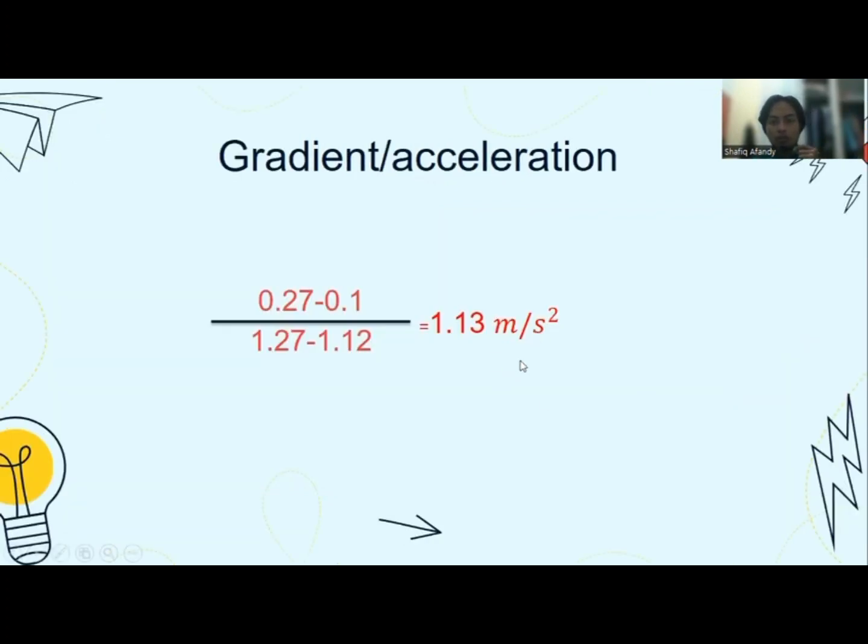Okay, this is for gradient or acceleration. 0.27 minus 0.1 divided by 1.27 minus 1.112 equals 1.13 meter per second square. Okay, that's all.